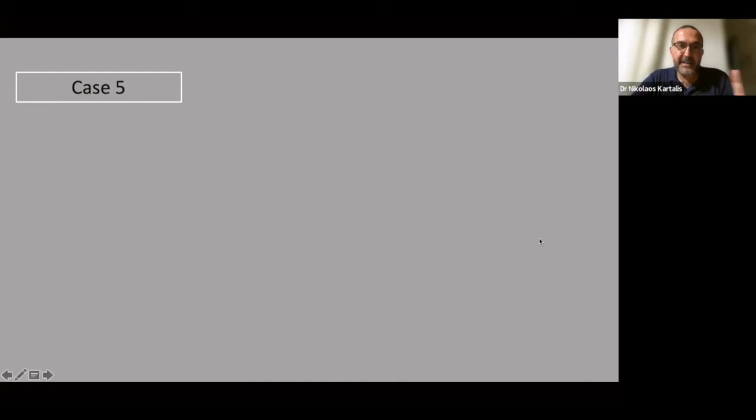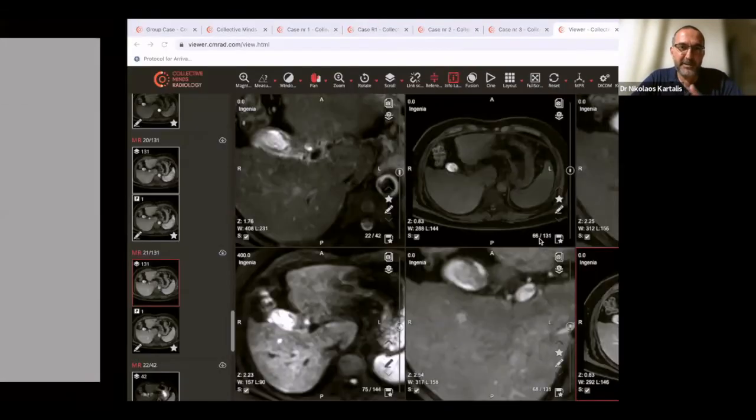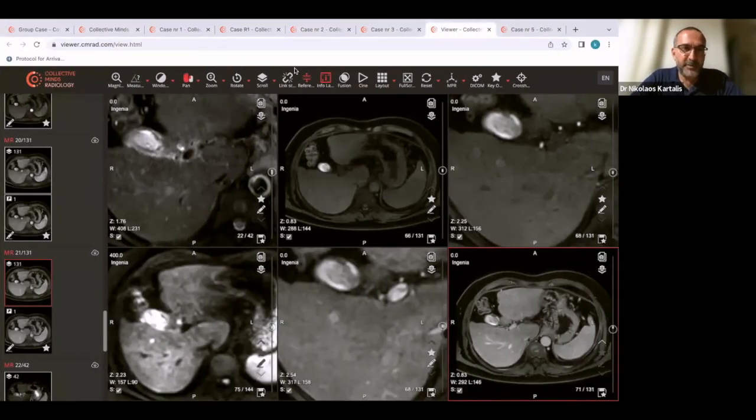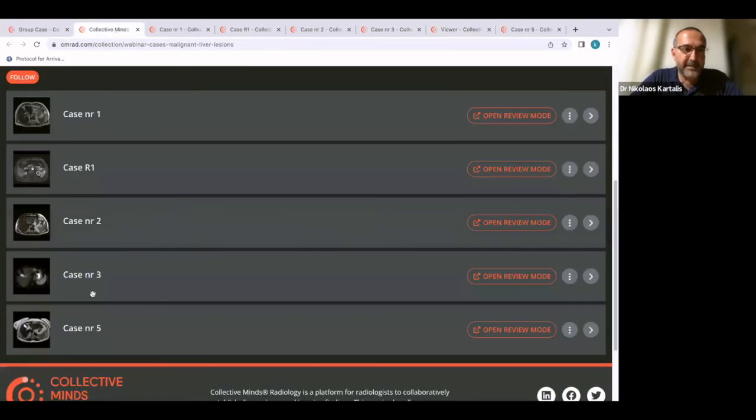And as you see, I skipped case 4. It's not due to the fact that I'm superstitious, but when I was just loading up the cases, I made a change in the order. So case 4 just disappeared. So it's not because of a superstition. It's like the rows on the seats on a flight. So let's go to case number 5, the last one.